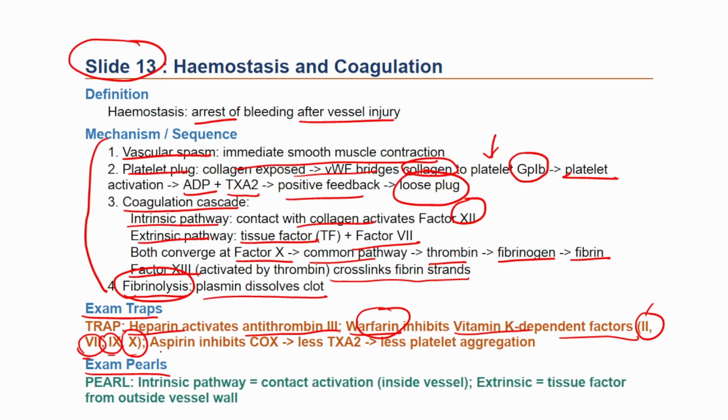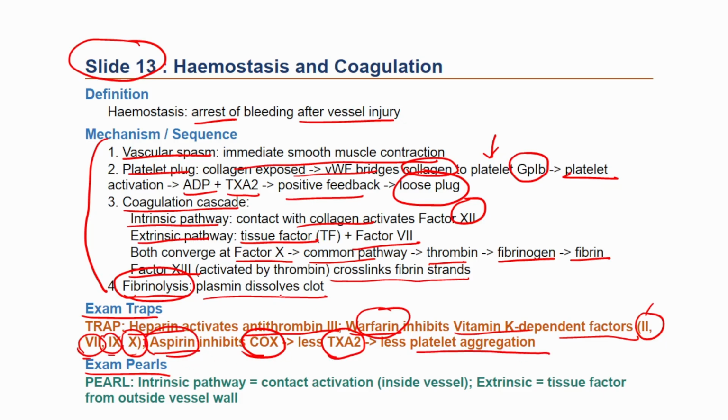Another important drug you need to know about is aspirin. Aspirin will inhibit cyclooxygenase enzyme, which will cause less production of thromboxane A2, and it will also decrease the platelet aggregation. That means aspirin can cause bleeding.